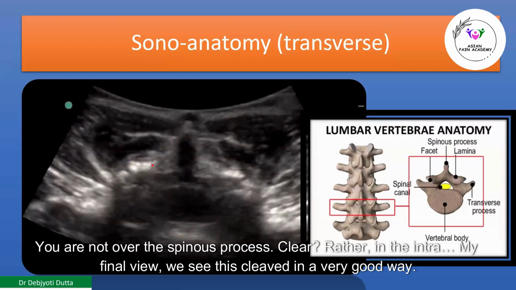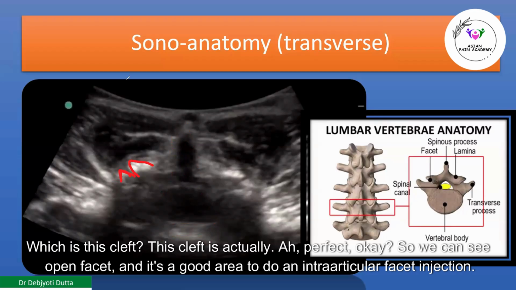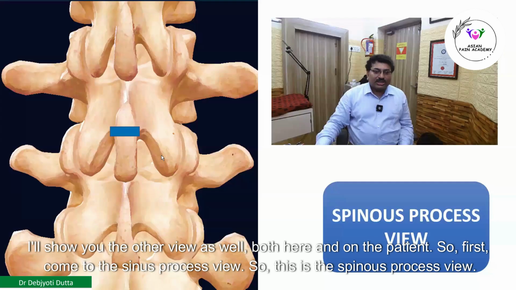Rather, in the interspinous view, we see this cleft in a very good way. Which is this cleft? This cleft is actually the facet. So we can see an open facet, and it's a good area to do an intra-articular facet injection. I'll show you the other view as well, both here and on the patient.